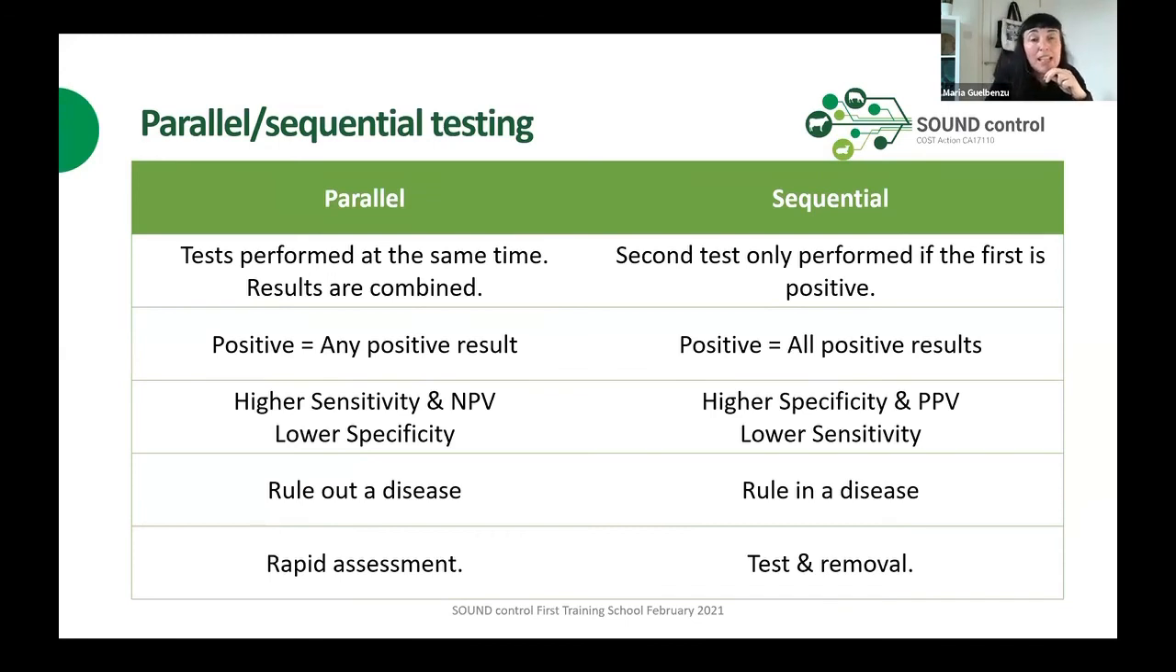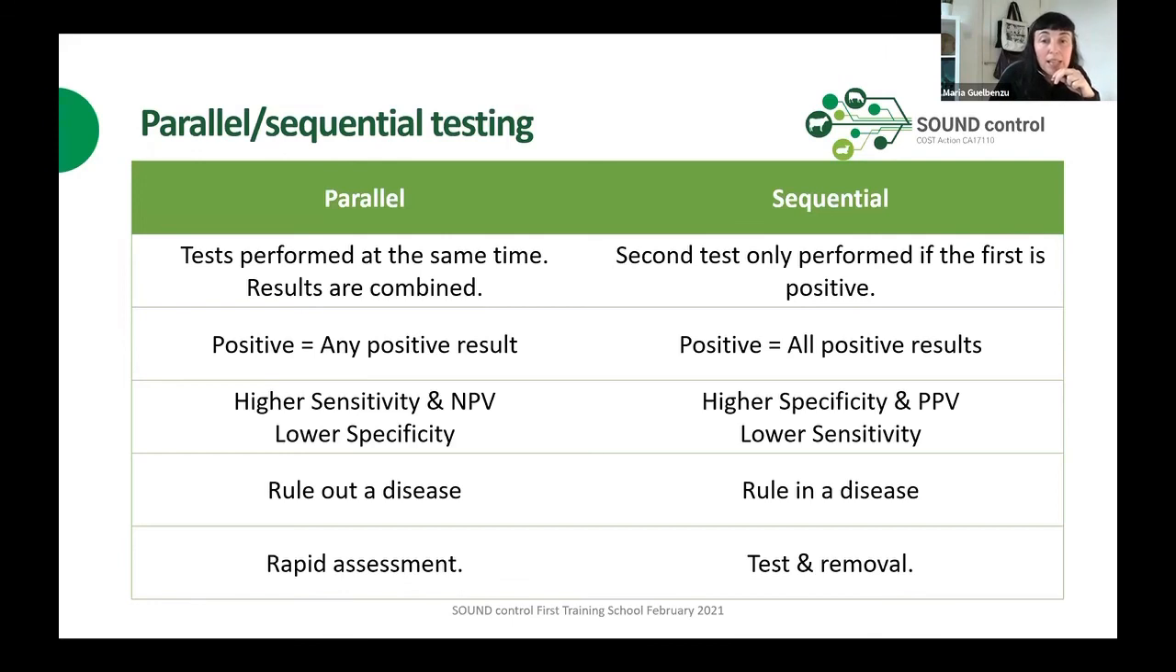The parallel is used a lot of the times in rapid assessment. So let's say you have an animal that comes in the clinic, you need to know what happens, and several tests are done at the same time. And the sequential is used, for example, in disease eradication programs where you do test and removal. So you do a first test, and if the animal is positive, you might do a second test just to make sure that that animal is positive before removing the animal from the herd.